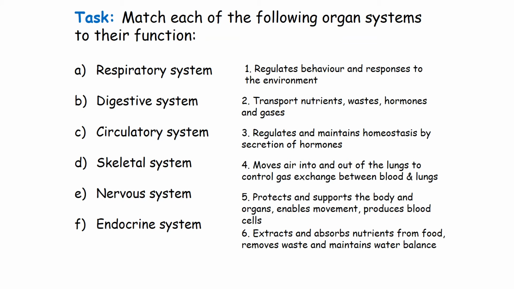Okay, so your next task is to match up each of the following organ systems to their function. So you have the respiratory system, digestive system, circulatory system, skeletal system, nervous system, and endocrine system. So just a quick point, the circulatory system is also known as the cardiovascular system. So pause the PowerPoint here and match them up.